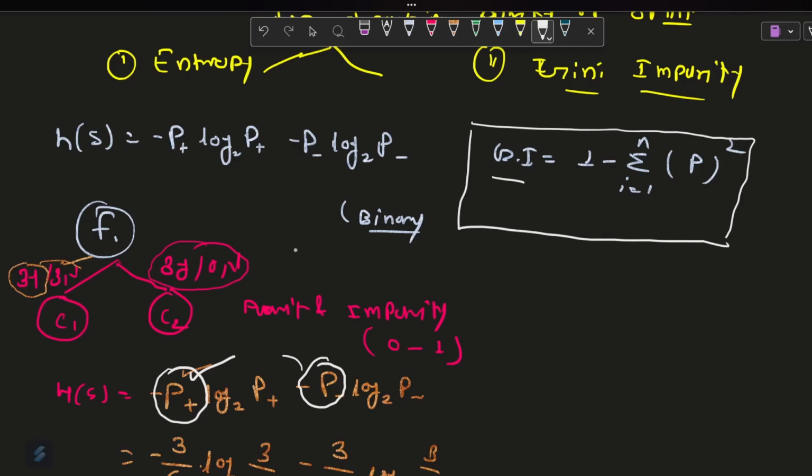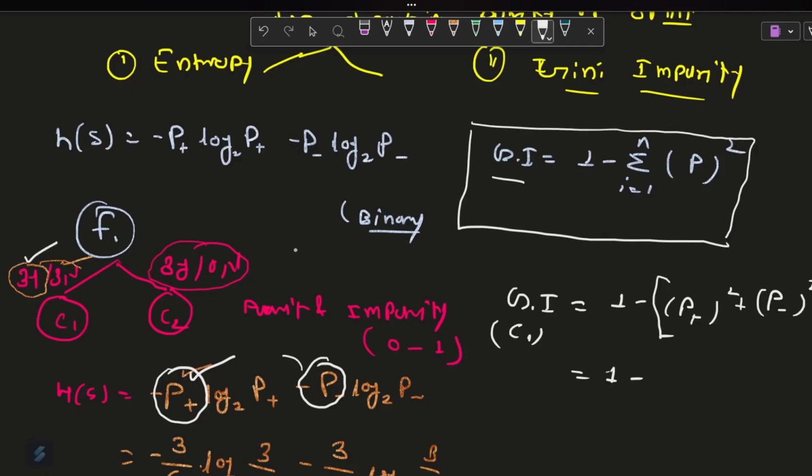So in that case, we take the same example and calculate the Gini index. Gini index is nothing but 1 minus the summation. It means when we are calculating the Gini index for a class, we take the probability of yes whole squared plus the probability of no whole squared, and subtract from 1. So in this case it is yes and no, right?